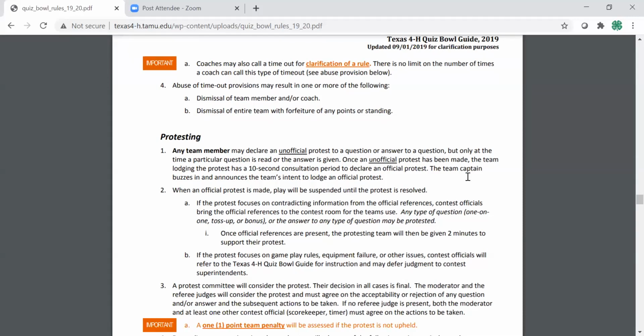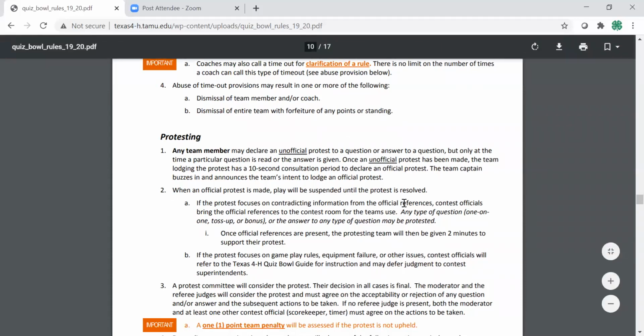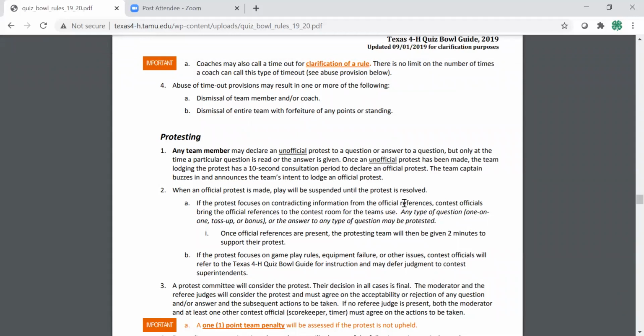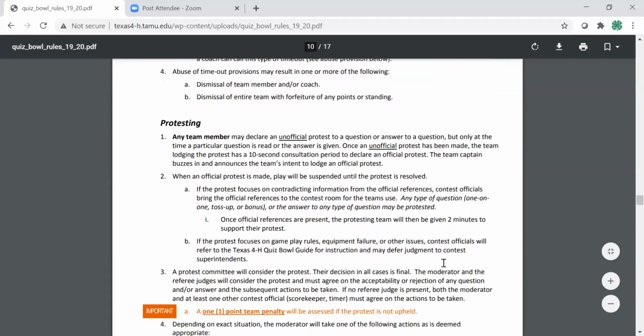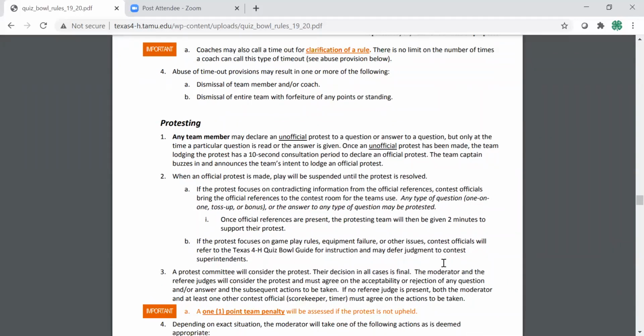So maybe someone on the team says, I want to protest this, and then the team discusses it, like, no, you're wrong, we don't want to protest this. Or maybe they're like, yeah, we agree, let's protest it. Then you'll do your 10-second consultation period to decide if you want to move forward with the protest and make it official or not. Once an official protest is made, we'll pause the game until the protest is resolved.